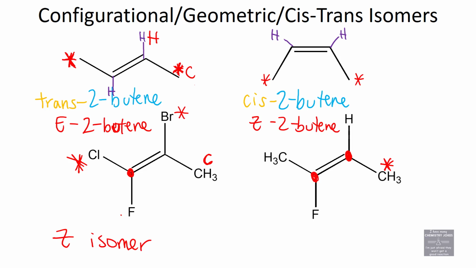On the left-hand side of this molecule, carbon versus fluorine. Fluorine is higher atomic number, so fluorine gets higher priority. So I would also call this a Z isomer.